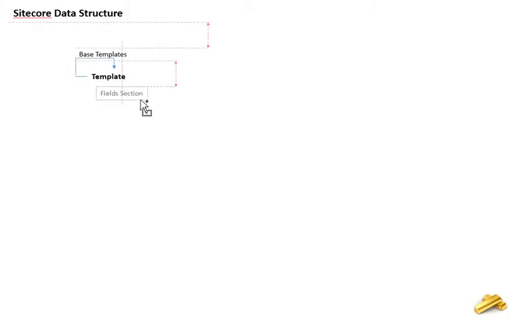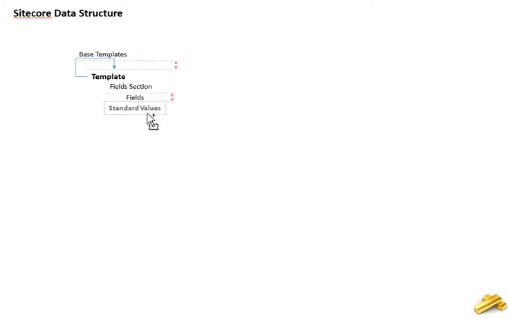Within the template, there are field sections, and within a field section you define the fields as well. Another key concept within templates is called standard values. It's kind of a prototype of the template, used to instantiate the content items.